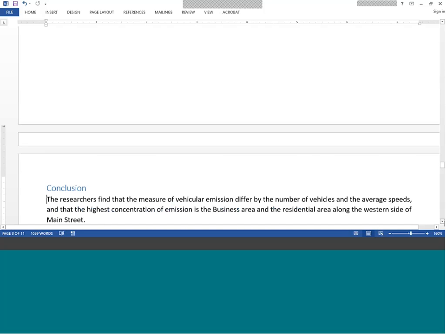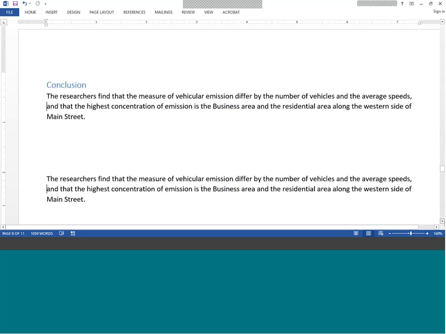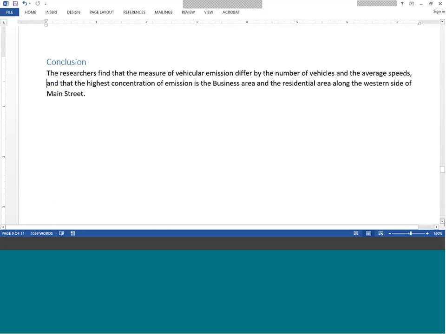And we give a conclusion. The researchers find that the measure of vehicular emissions differs by the number of vehicles and the average speed, and that the highest concentration of emissions is in the business area and the residential area along the western side of Main Street. So this relates right back to the title, which was to investigate the vehicle emission in the community of Florida.